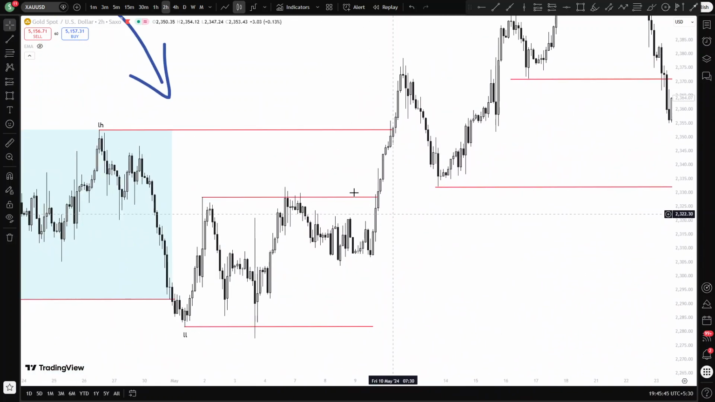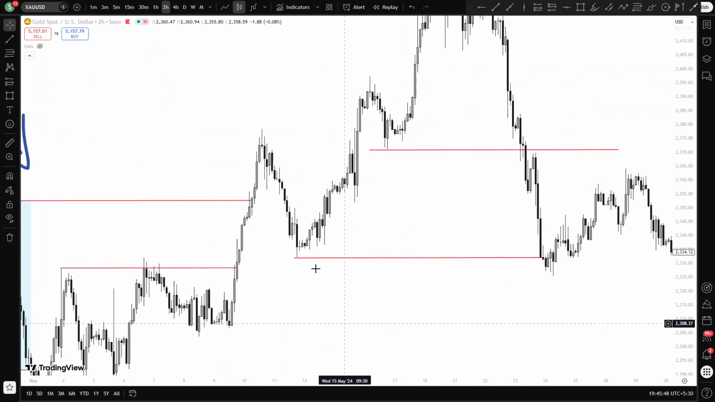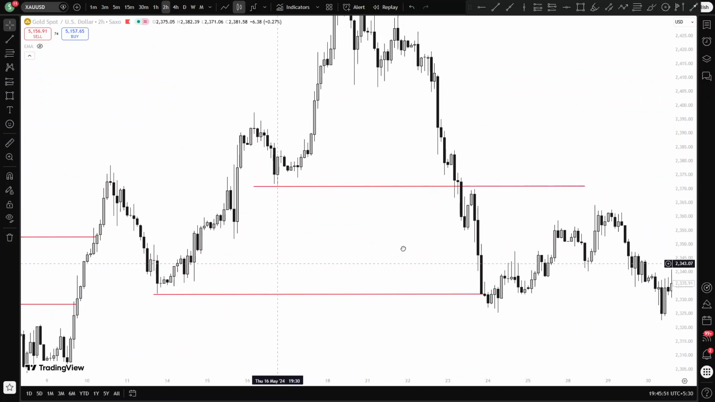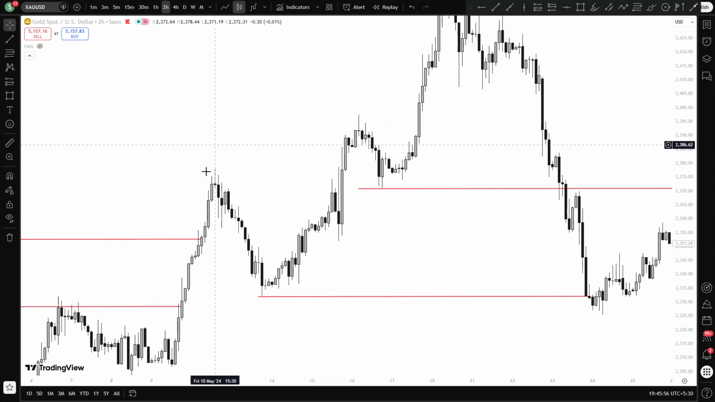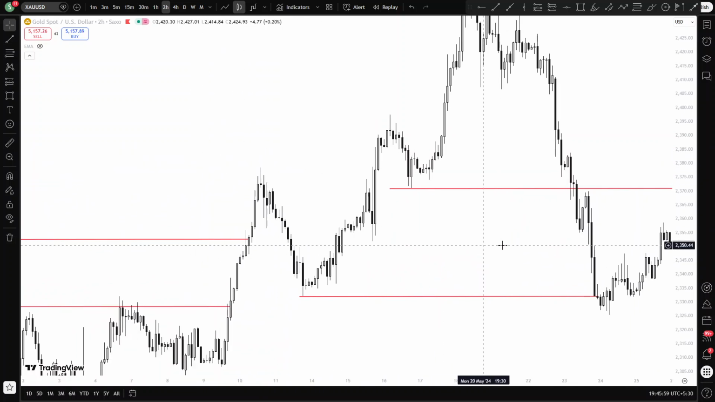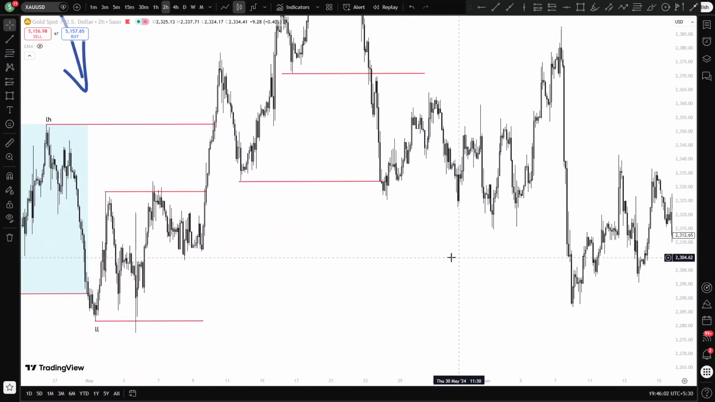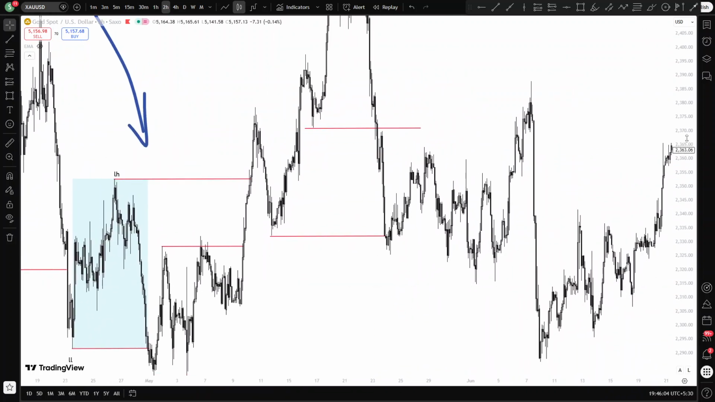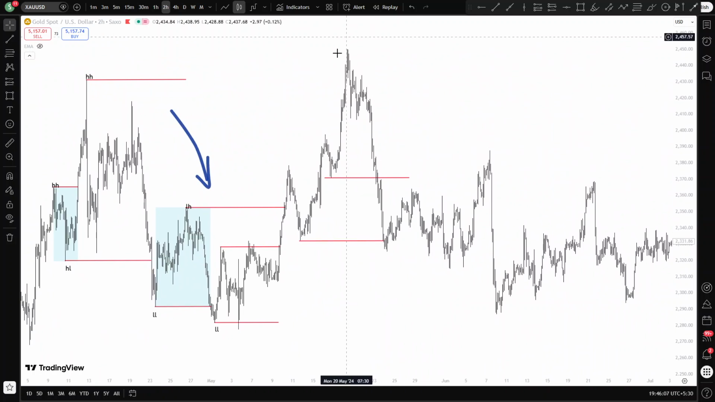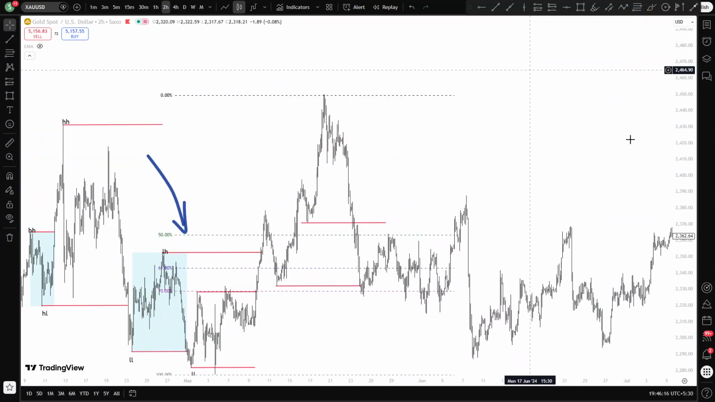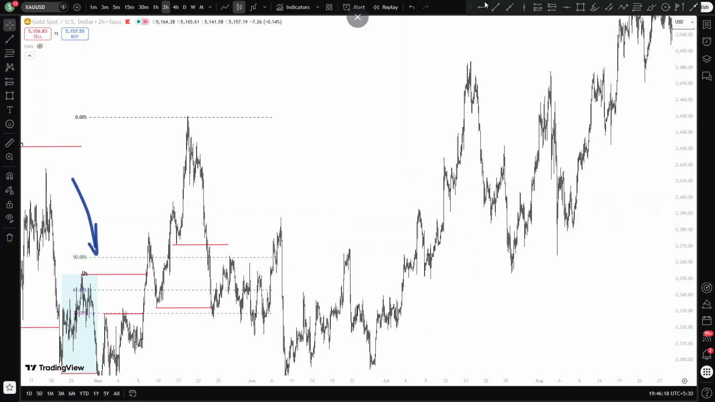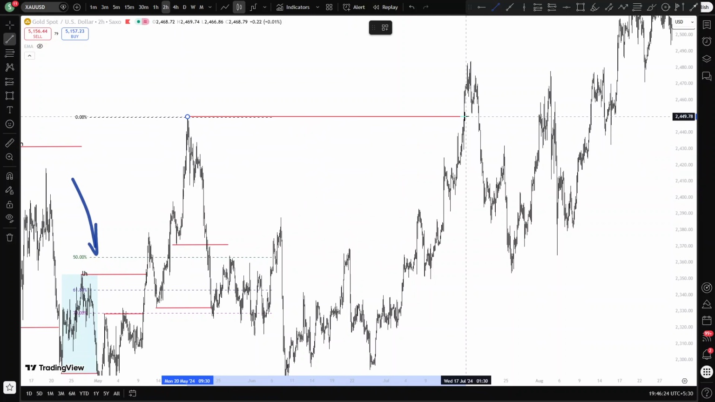Okay, we have a breakout here, and the market gives us a pullback. Though this one I cannot mark as our higher low, and this one I cannot mark as our higher high. Why? Because the market has not yet retraced to our 50% Fibonacci. The moment I have this market retracing to my 50%, that's when I'm now going to mark this point as my higher high.